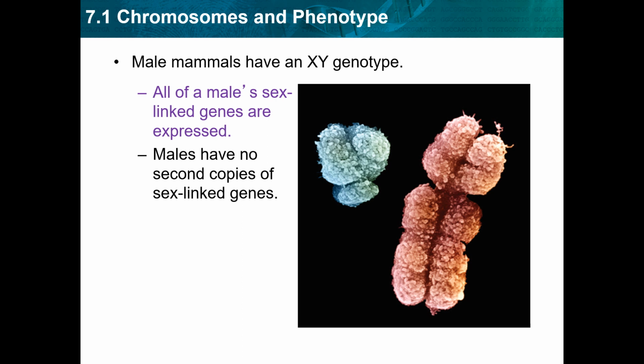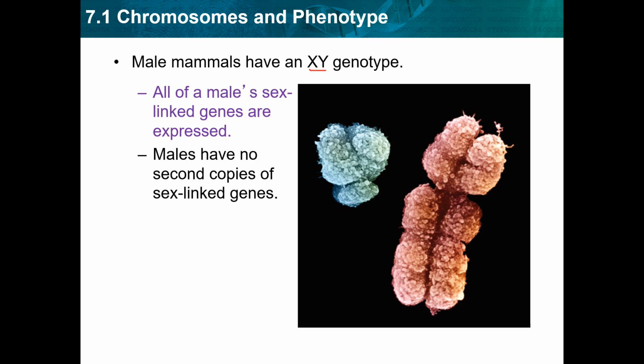Okay, so males have an XY genotype, and all of a male's sex-linked genes are expressed. And this is a really, really important idea here, and it's very important that you understand what this means. What it's saying is that all of the sex-linked genes, so all of the genes along this Y chromosome and all the genes along this X chromosome, are expressed, meaning that we use those genes, we open up that book, so to speak, and use it to make proteins.